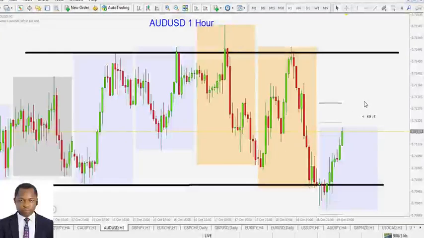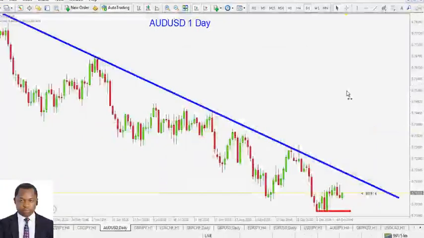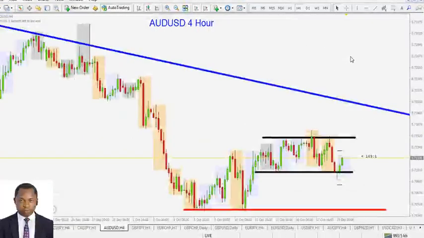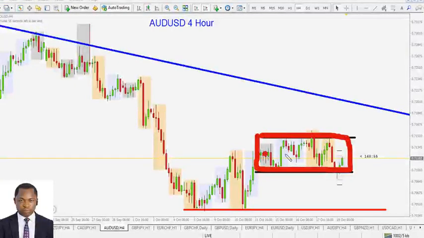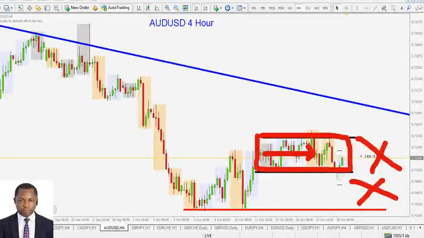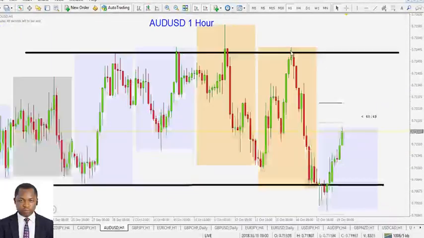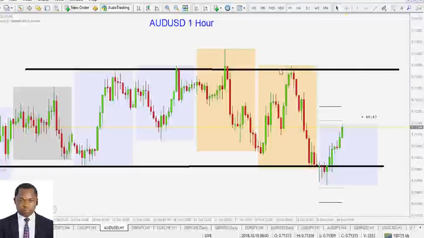Okay, next one, Australian dollar against the American dollar. The American dollar seems to be giving out some strength. Also range for the entire week. No trades here for us. Not your fault, not my fault. We cannot move the market. Very ugly range.